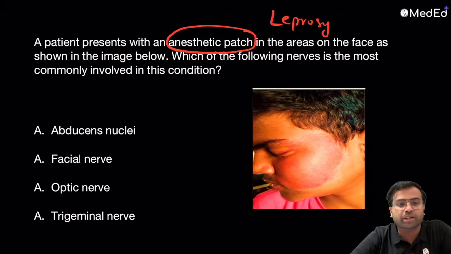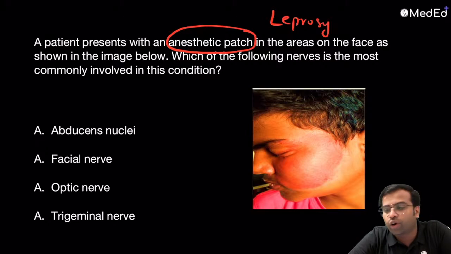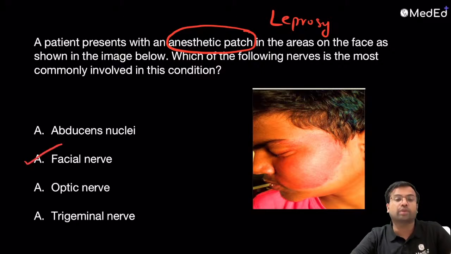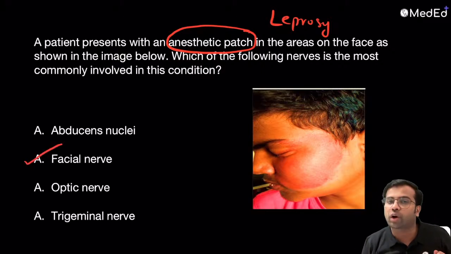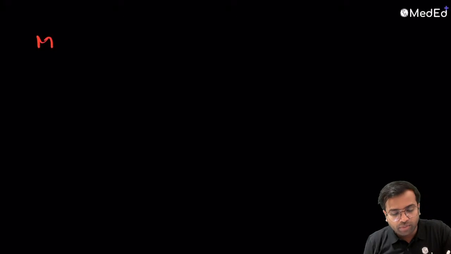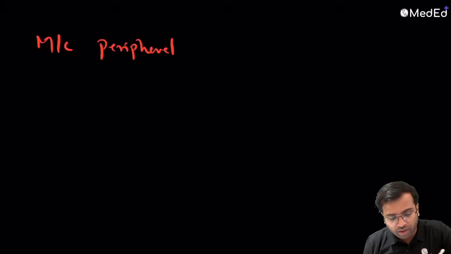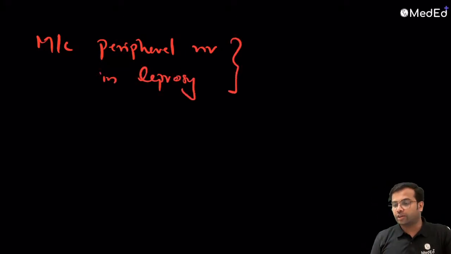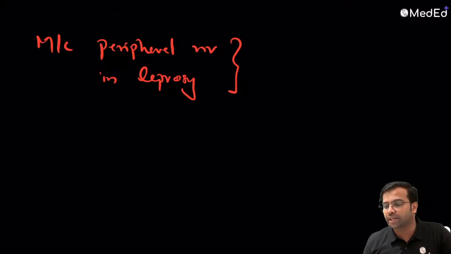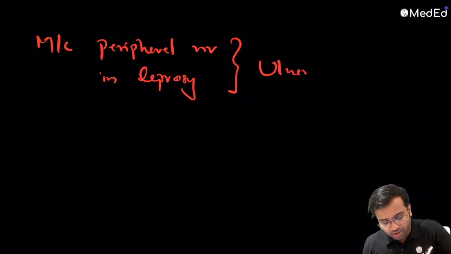Which means that this can be the trigeminal nerve. But the question is, what is the nerve which is most commonly involved in this condition? In leprosy, is it the trigeminal or facial nerve which is more commonly involved? Yes, Priya Garwal is answering correctly. The most commonly involved nerve in this condition is the facial nerve. Now just revise a few things regarding the nerves. What is the most common peripheral nerve to be involved in leprosy? Is it the ulnar nerve, the median nerve, or something else? The most common peripheral nerve involved in leprosy is the ulnar nerve.